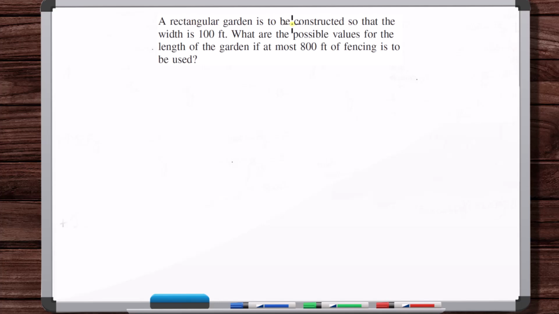A rectangular garden is to be constructed so that the width is 100 feet. What are the possible values for the length of the garden if at most 800 feet of fencing is to be used? So a rectangular garden is constructed so that the width is 100 feet. We'll say this is the width. Okay, so this is the length.